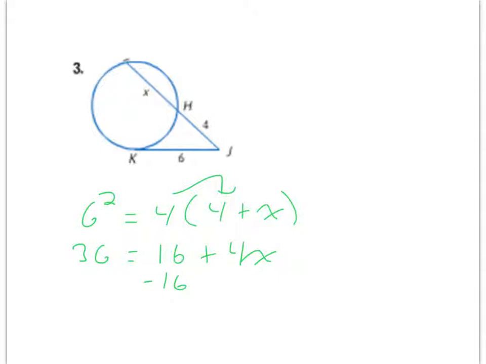Subtract 16, subtract 16. 20 is equal to 4x. x is equal to 20 divided by 4, 5.